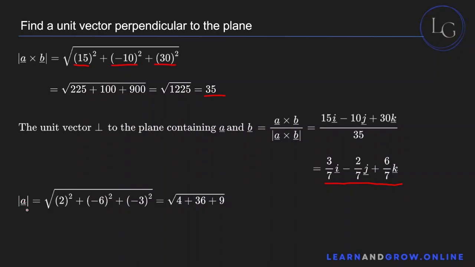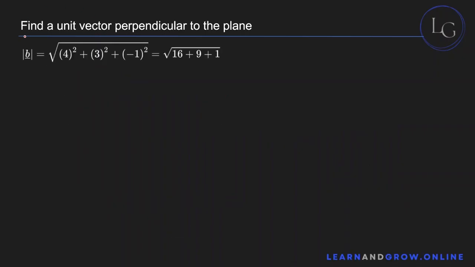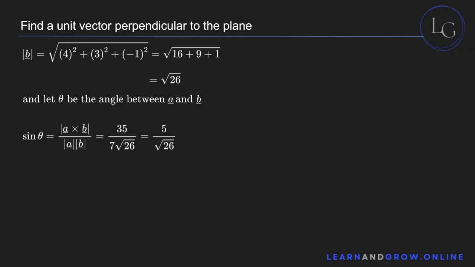First you need to find the magnitude of a. The magnitude of the vector is, again, you take the squares of all the values of i, j, and k, take the square root, and that gives you 7. You need to do the same for b, and that gives you root 26. So let theta be the angle between a and b, and we need to find the sine of the angle. So the magnitude of a cross b is equal to |a||b| sine theta.